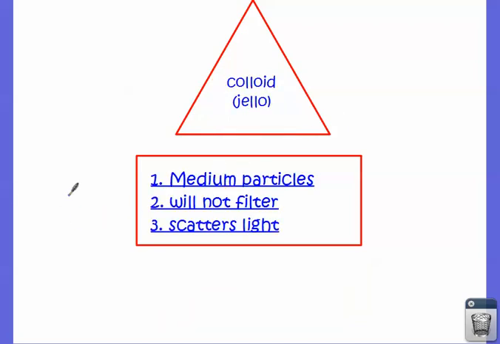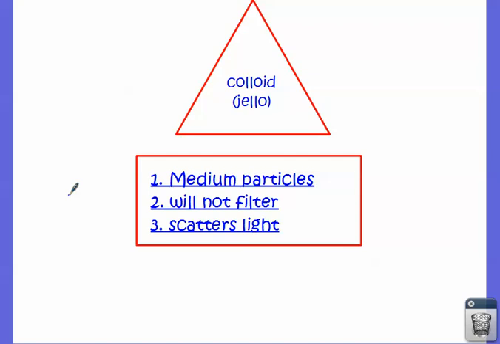Now, colloids are probably the hardest to identify or hardest to think about. Colloids, like Jello, for instance, have medium-sized particles, so they're in between a suspension and a solution in terms of particle size. They will not filter, which is something they have in common with a solution, but they do scatter light, which is something they have in common with a suspension.